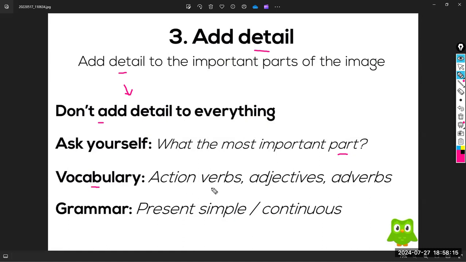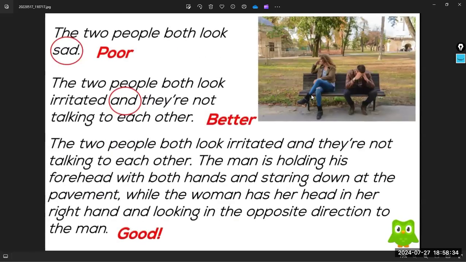The vocabulary, action verbs, adjectives. Be careful about using adjectives. Correct adverbs, especially adverbs of place. Absolutely, you have to adopt the present simple tense, or as I told you, the present continuous tense. Don't use the simple past, and don't use the simple future. Okay?